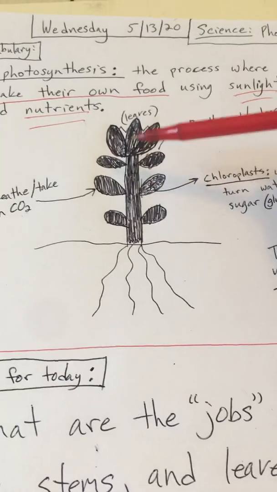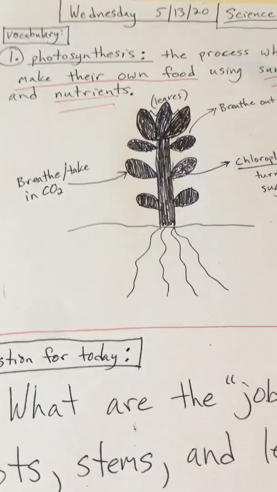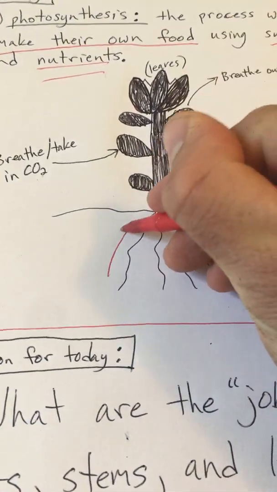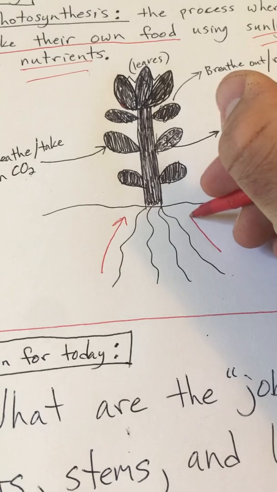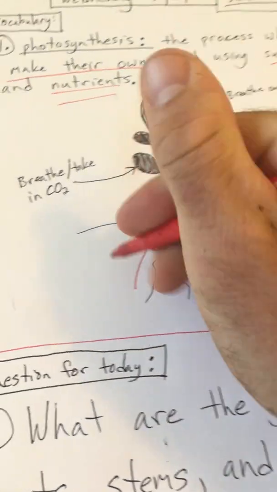Okay, so let's take a look at my drawing here. So this is a plant. Those are the leaves that I colored in black. So plants, they absorb water and nutrients through the roots. So they soak up water out of the ground.